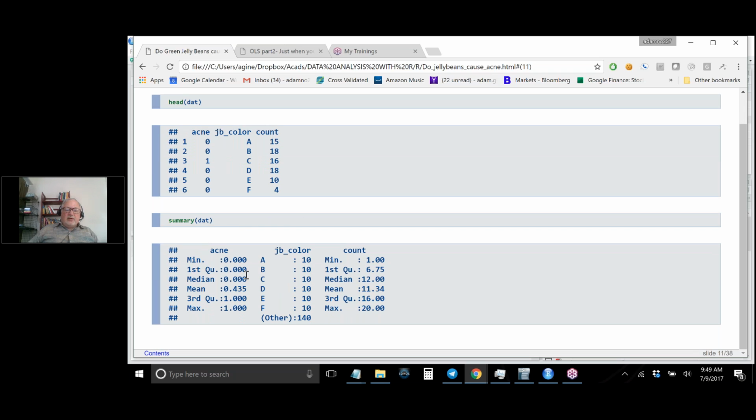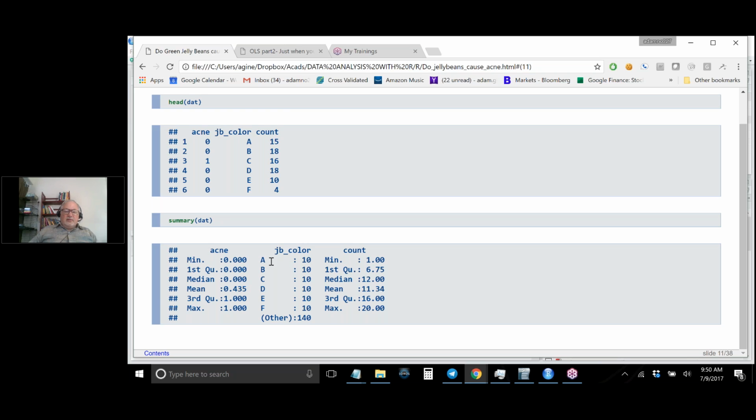And if I look at the summary, it's going to say acne runs between 0 and 1. Of course, it only runs 0 and 1. So the mean is 0.435. What does that mean? Well, the acne is either 0 or 1, so it means there were the number of ones so that it averages to 0.435. There were 200 observations, so we wound up with 87. So this tells me actually 87 of the people had acne.